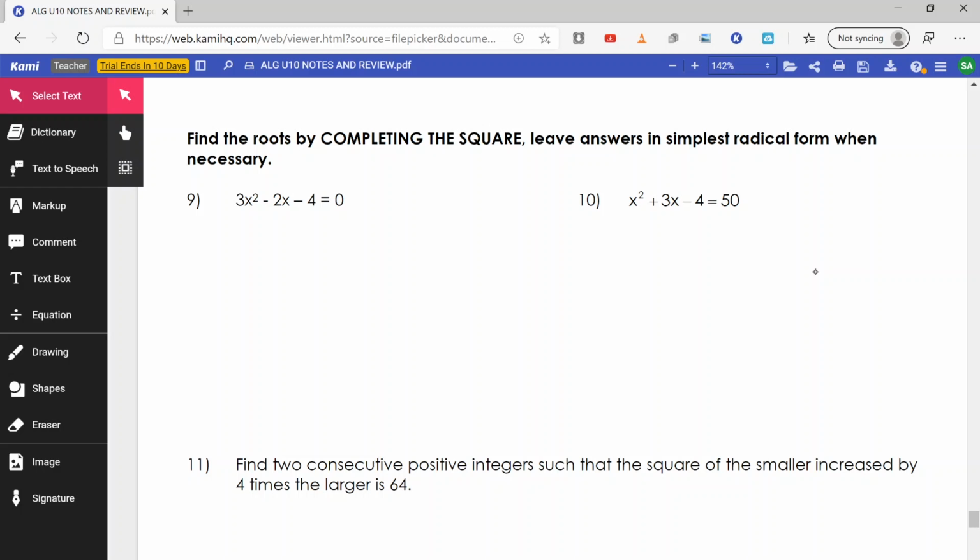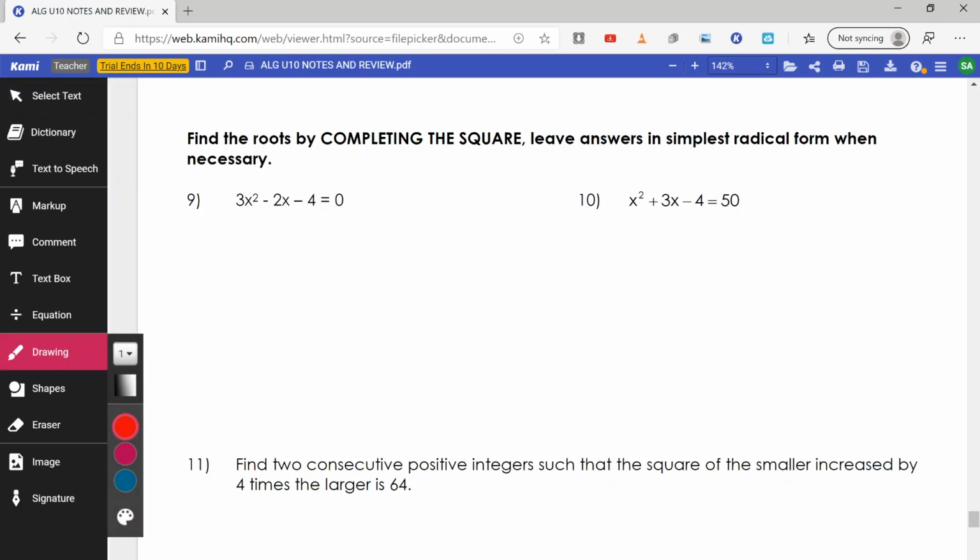So 3x squared minus 2x minus 4. We are equal to 0, so I have to move things. The format is x's on one side, number on the other. So here we have to move the 4 over, so we're going to add 4. So we end up with 3x squared minus 2x equals 4. And I'm going to leave a little bit of space here.